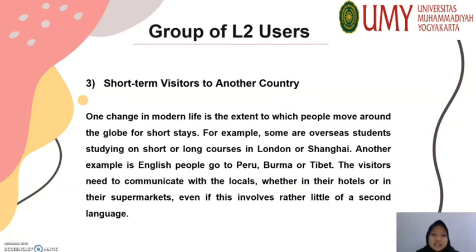And the third is short-term visitors to another country. One change in modern life is the extent to which people move around the globe for short stays. For example, some are overseas students studying on short or long courses in London or Shanghai. Another example is English people going to Peru, Burma, or Tibet. The visitors need to communicate with the locals, whether in their hotels or in their supermarkets, even if this involves only a little of a second language.